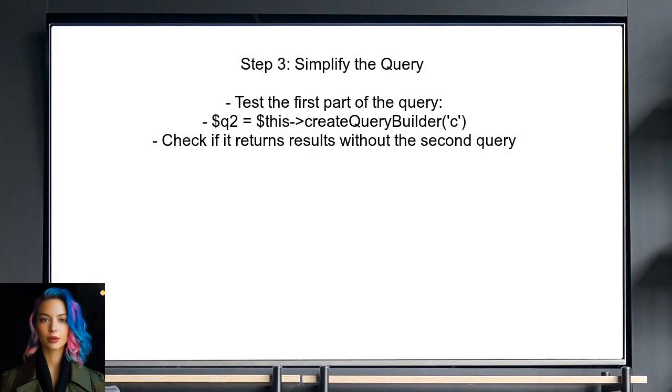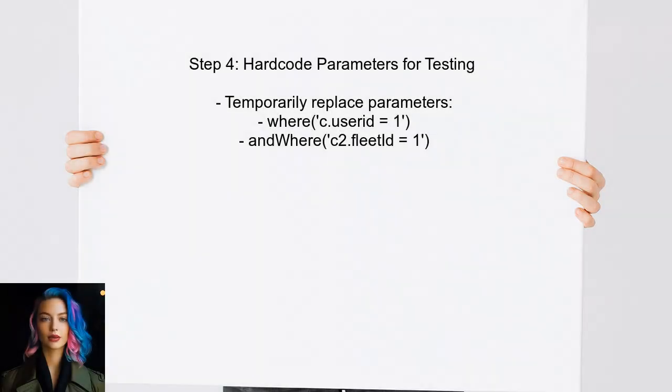Now let's look at the query itself. The user should ensure that the query is structured correctly. The user can try simplifying the query to isolate the issue. For example, they can start by testing the first part of the query without the second. If the issue persists, the user can try hard-coding the parameters temporarily to see if the query executes successfully. This can help identify if the problem lies with parameter binding.